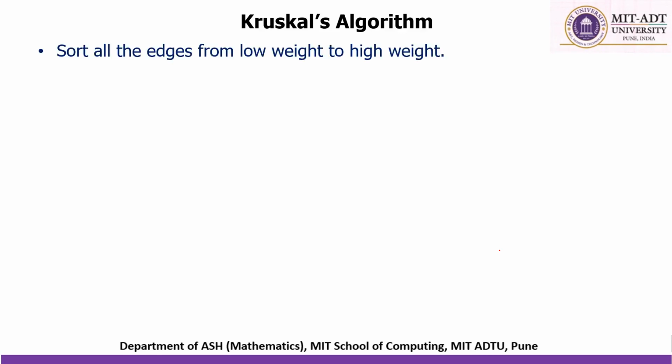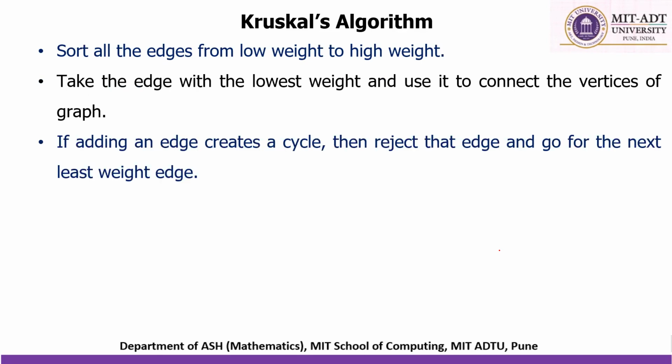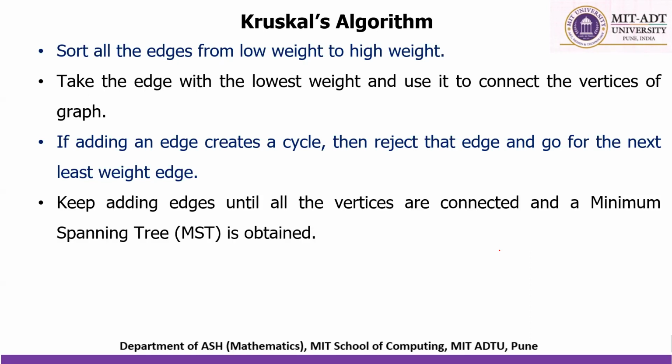So let us see what Kruskal's algorithm is. The first step: sort all the edges from low weight to high weight. Take the edge with the lowest weight and use it to connect the vertices of the graph. If adding an edge creates a cycle, then reject that edge and go for the next least weight edge. Keep adding edges until all the vertices are connected and a minimum spanning tree is obtained.